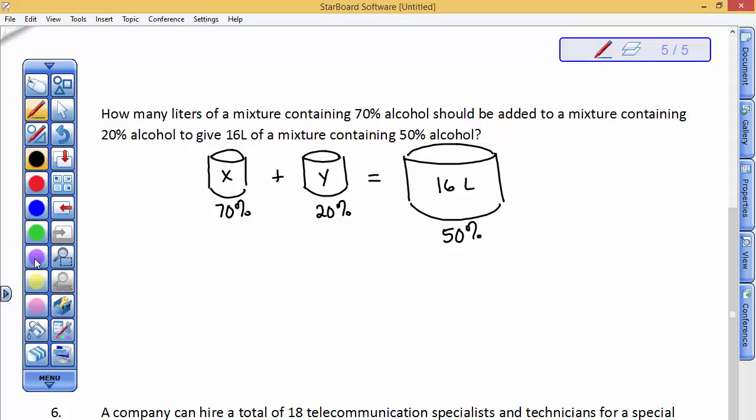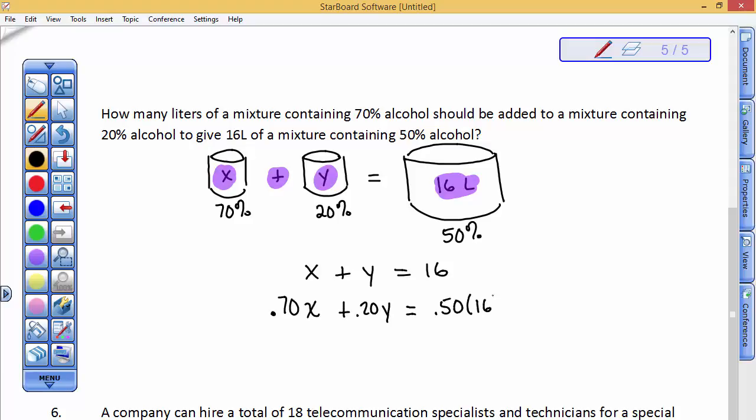But what I'm going to do is use this right here to give my total equation. I need to have 16 liters in the end. But then I'm going to pull the percent alcohol out of this one. So I'm going to pull the 70% alcohol out of the X container. X is the volume. Maybe this is 6 and this is 10 for a total of 16. I'm going to pull the 20% out of the Y container, and if I do that, I have to pull the 50% out of the 16-liter container.